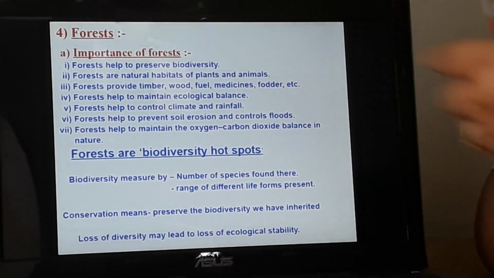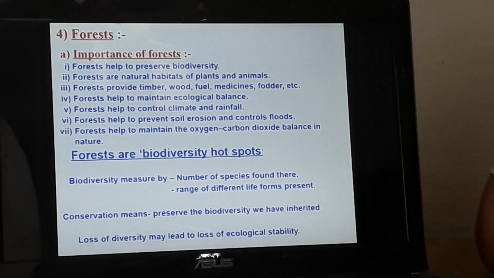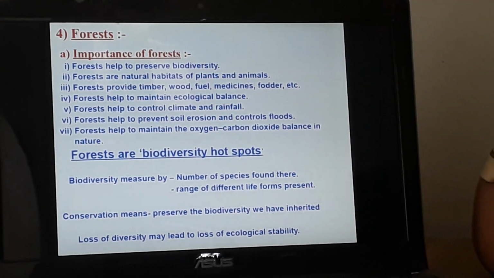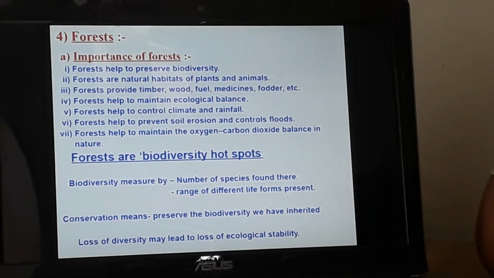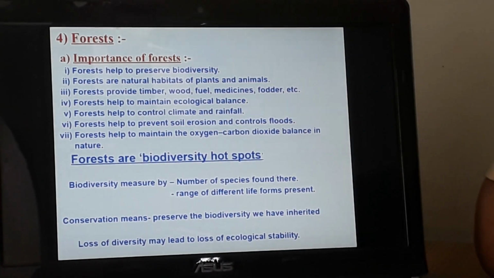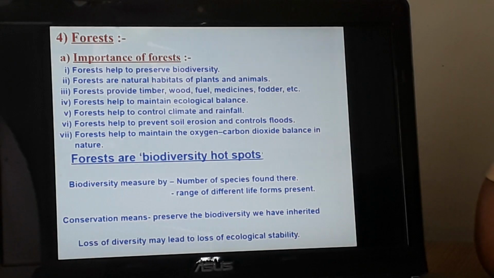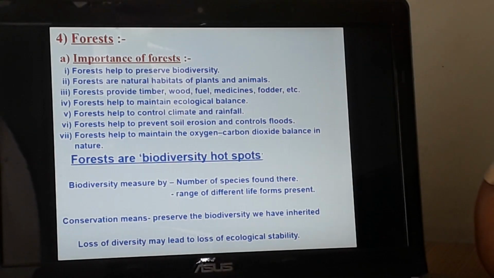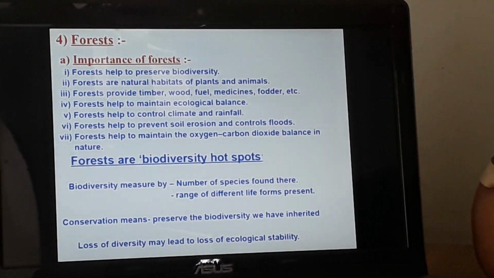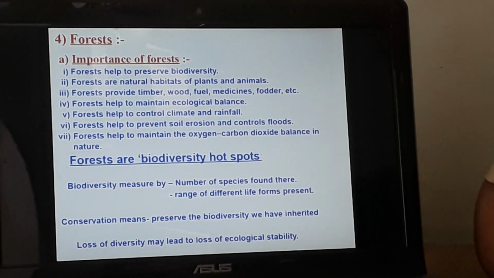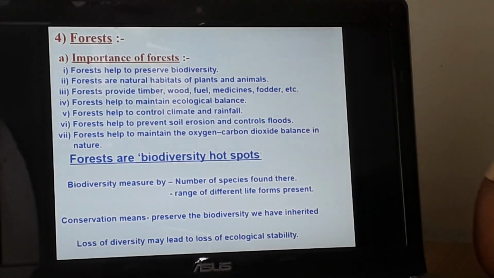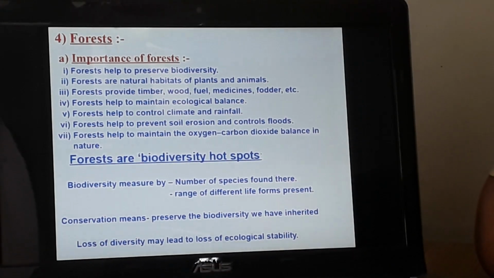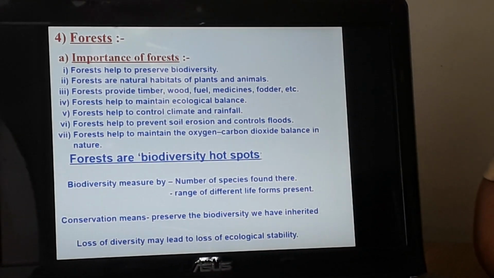The next point is, the forests help us to maintain the ecological balance. As I just said a few minutes before, the food chain and the food web should not be disturbed. If you talk about the aquatic food chain, the food chain in water, first you have the small fishes. The small fishes are eaten by the big fishes. The big fishes are eaten by even bigger fishes. And finally, the big fishes are hunted by cranes and all.